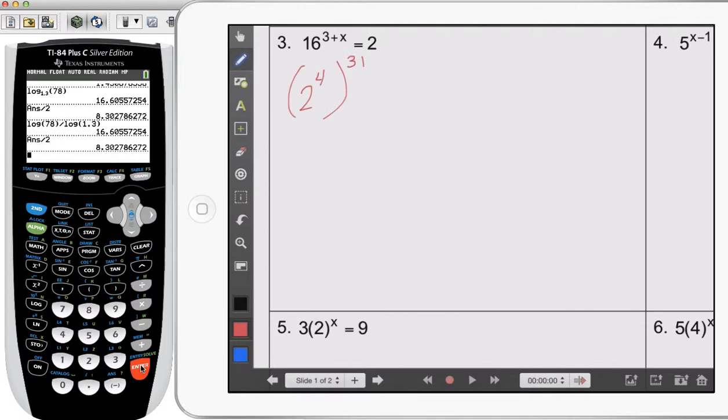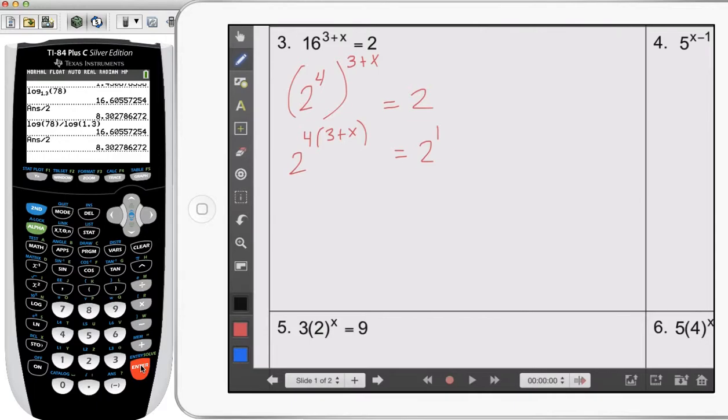Now, if you can change both sides to be the same base, then it can be solved algebraically, okay? So you can write 16 as 2 to the power 4, and don't forget to copy 3 plus x as the exponent, is equal to 2. Remember that power to a power, you multiply, so it's going to be 2 to the power 4 times 3 plus x. Now remember, if it's 2, it means it's 2 to the power 1.